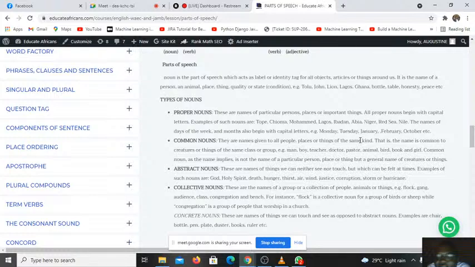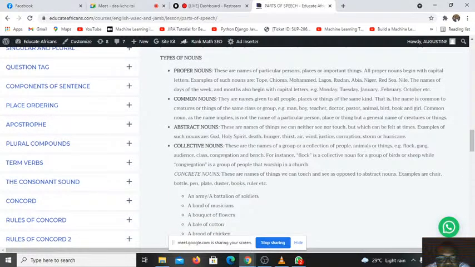Now, we also have another kind of noun known as collective nouns. Collective nouns are names of groups or collections of people, animals, and things. An example is flock. Whenever you have a collection, that's when you call it a collective noun. It's not one person or one single thing.